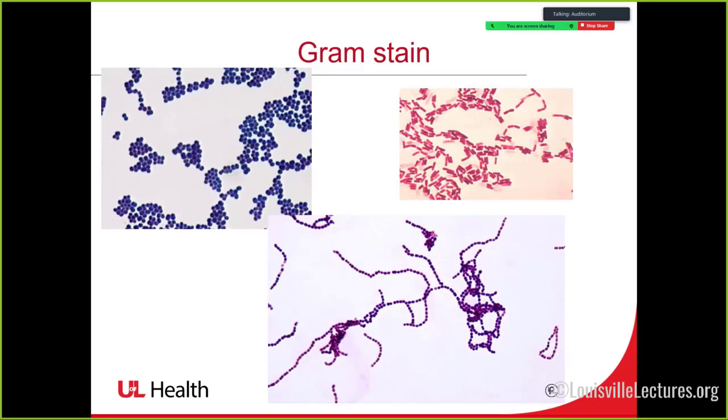So that's when you're starting to think, okay, what do I know is a gram-positive cocci and clusters? Staph aureus, you heard it. Staphylococcus species are gram-positive cocci and clusters. What about the one on the very bottom? What does that look like?